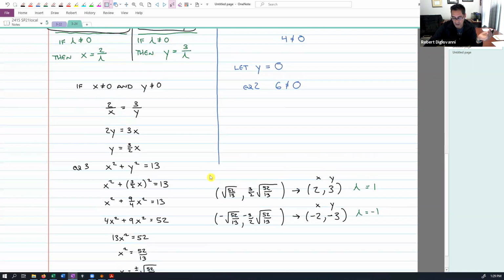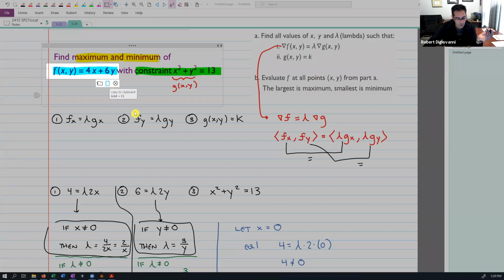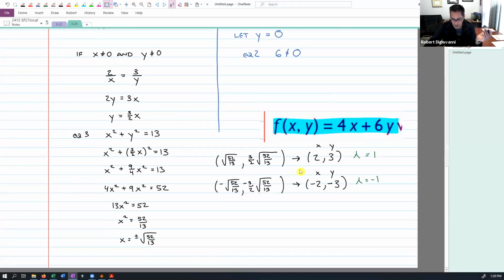Okay, so now which is the max and which is the min? So we have to actually take the original function here, and we need to plug into those two values. So we plug in 2, 3, and we plug in -2, -3. We plug in 2, 3. Let's see, we get 8 plus 18, so we get 26. And if we plug in -2, -3, we get -26. This is our max, and this is our min. Questions?